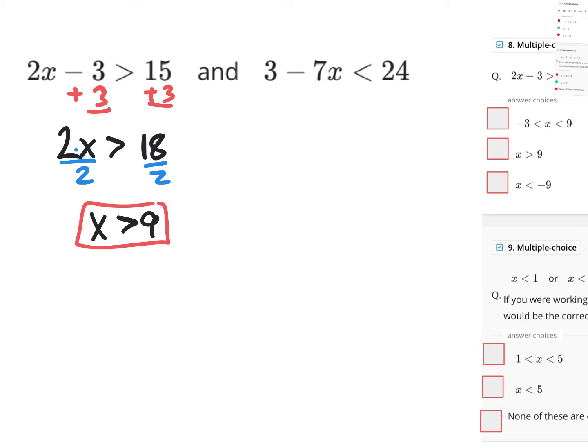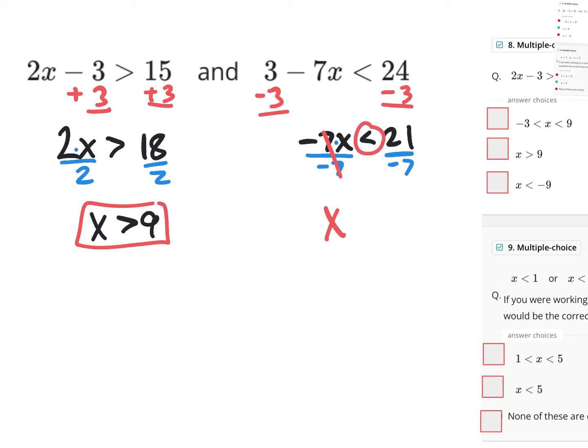The other one, I'm going to subtract 3. We will have negative 7x is less than, I don't flip the symbol, I didn't divide by negative yet, 24 minus 3, that's 21. And now for my final step, I really do have a negative 7 times x. So I need to get rid of that multiplication of negative 7 by dividing by negative 7, dividing by negative 7. And our answer will be x. You have to flip this symbol because we did divide by a negative. It's going to become a greater than symbol, and this is a negative 3.